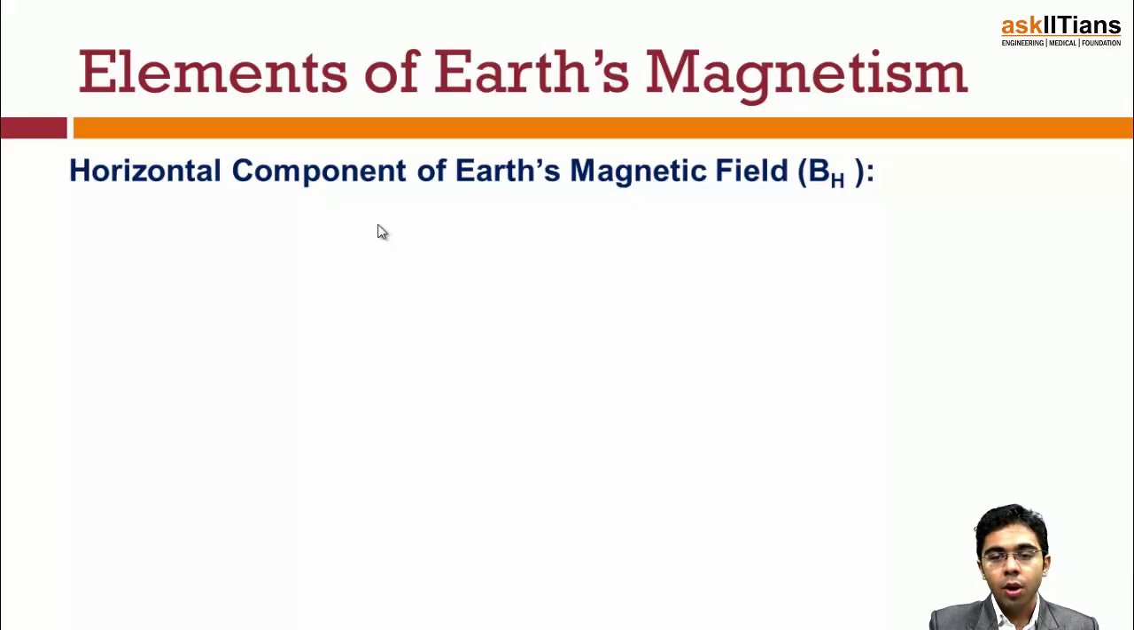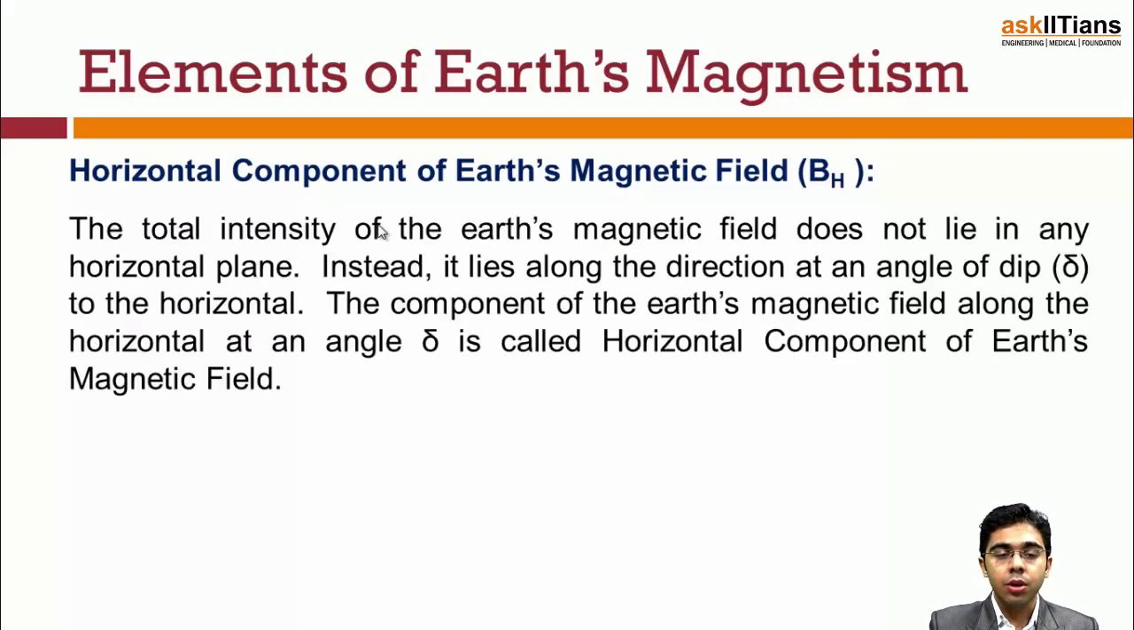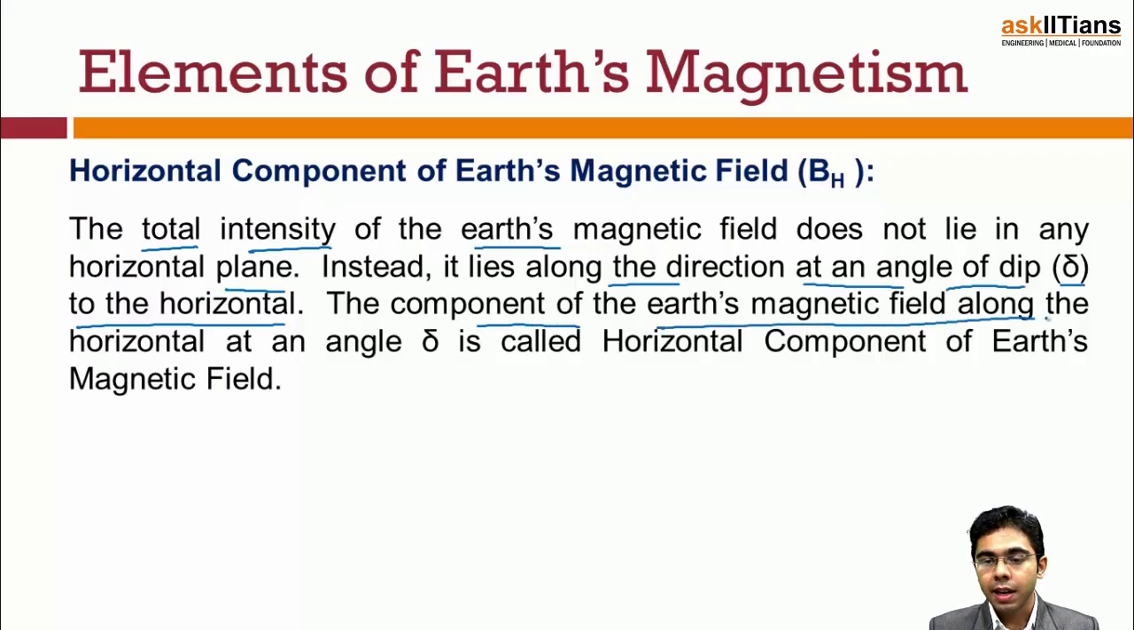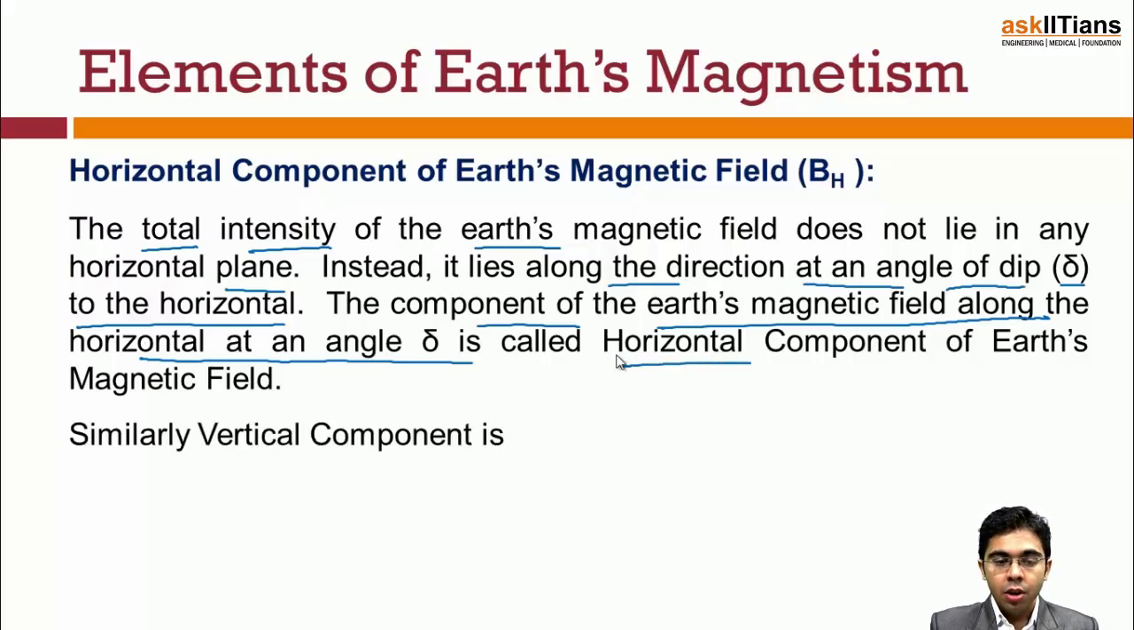Elements, horizontal component of magnetic field. We have seen what the horizontal component of the magnetic field is. According to the definition, like the total intensity, we have seen in the diagram two planes, in which the total intensity of the earth's magnetic field does not lie in any horizontal plane. Instead it lies along a direction at an angle delta to the horizontal. Therefore the component of the earth's magnetic field along the horizontal is called the horizontal component of the earth's magnetic field. Similarly for the vertical component. Therefore we can write BH is equal to B cos delta.